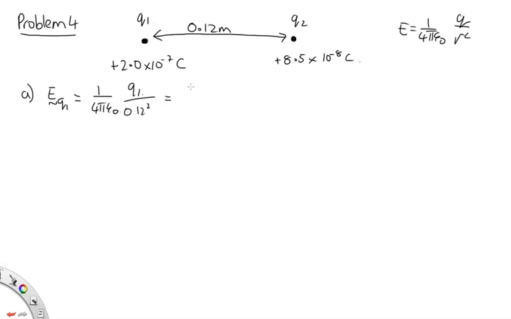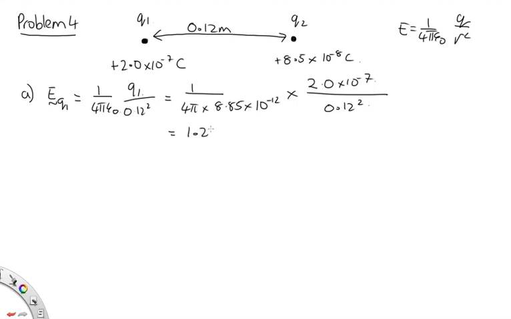Substituting in, we'll end up with 1 over 4 pi times 8.85 times 10 to the minus 12 times 2.0 times 10 to the minus 7 over 0.12 squared. Solving that on the calculator, we get 1.249 times 10 to the 5 newtons per coulomb. And as everything's given to two significant figures, let's write this as 1.2 times 10 to the 5 newtons per coulomb. Now, this is a vector, so it needs a direction, so the direction will be like that.